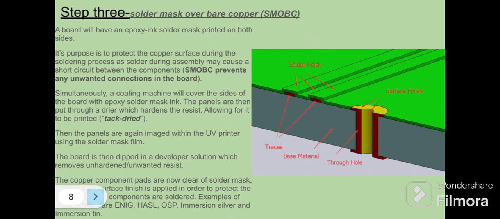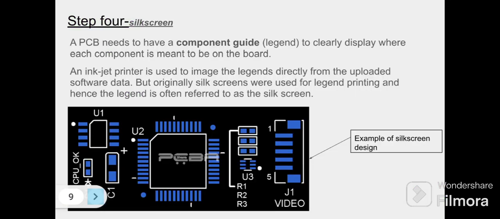Once again, if you want to view further detail, just pause the video and have a read through. Step 3, solder mask over bare copper. A board will have an epoxy ink solder mask printed on both sides. It prevents any unwanted connections on the board, so it just stops solder from bridging over where you don't want it to be. And the rest of the slide just goes into detail about how this mask is applied and how it's processed, tack drying and so on.